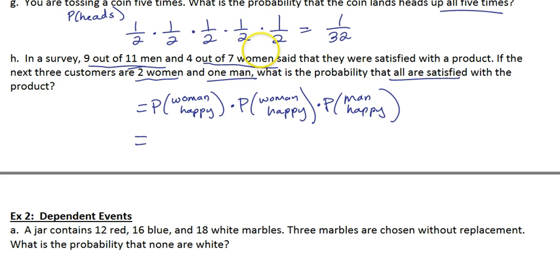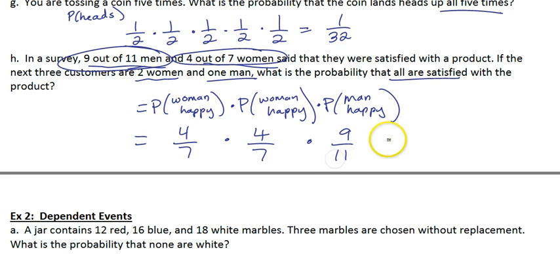And they told me 4 out of 7 women were happy with the product. And then 9 out of 11 men were happy with the product. So you end up with approximately 0.267 when you multiply those together. Pause, go back and rewatch anything you need, and when you're done, flip to the back.